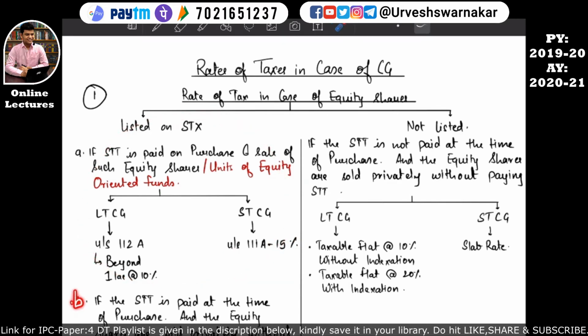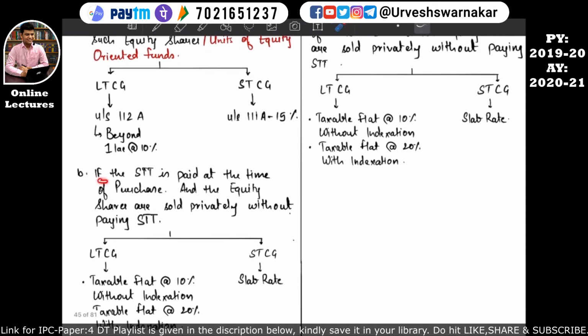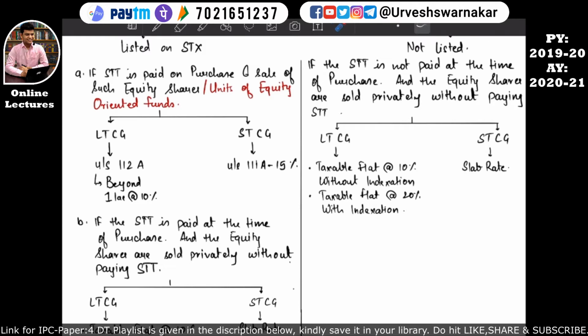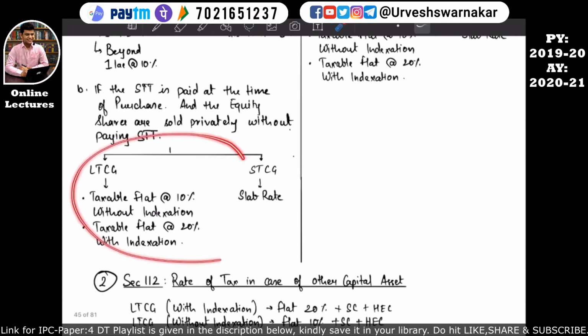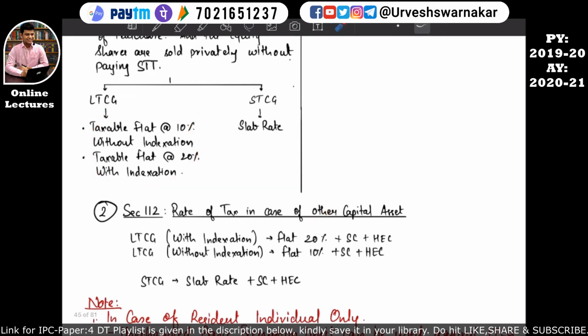So now let's understand point number B. What does point number B say? If there are equity shares of a company which are listed on a stock exchange, and STT is paid at the time of purchase but the equity shares are sold privately without paying STT, that means STT is not paid at both times, that is at the time of purchase and at the time of sale. Then tax will be calculated in this manner. If the asset, that is the listed equity share, is a long-term capital asset, then long-term capital gain or long-term capital loss can be derived. If long-term capital gain is derived, then it will be taxable flat at the rate of 10% without indexation, and flat at the rate of 20% with indexation. So this is similar to what we have studied over here.